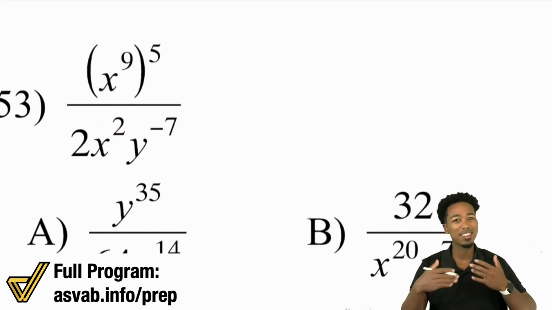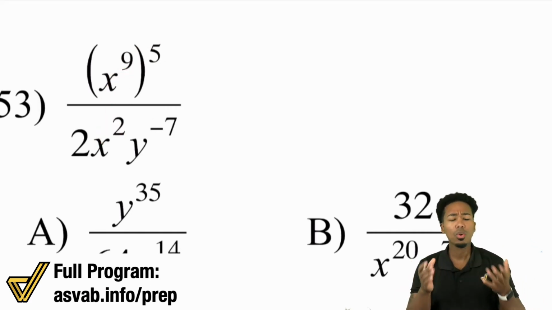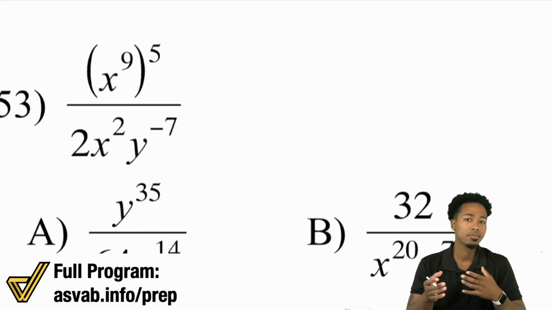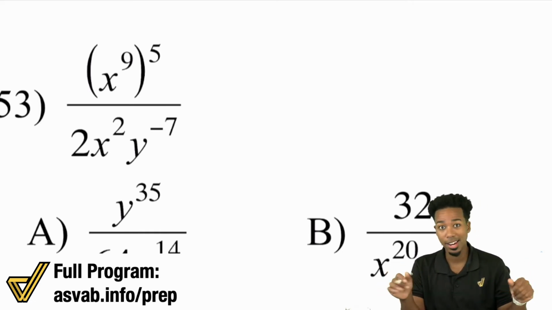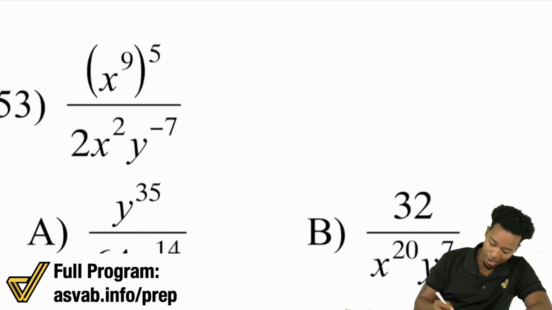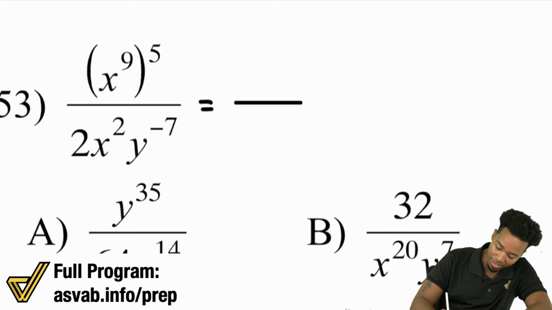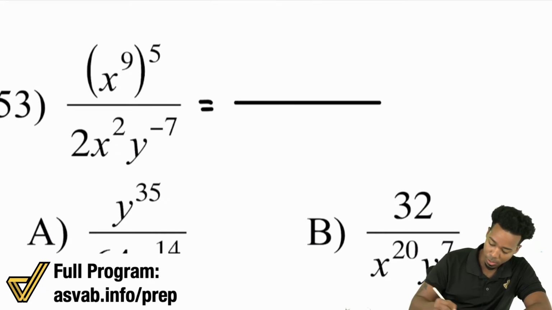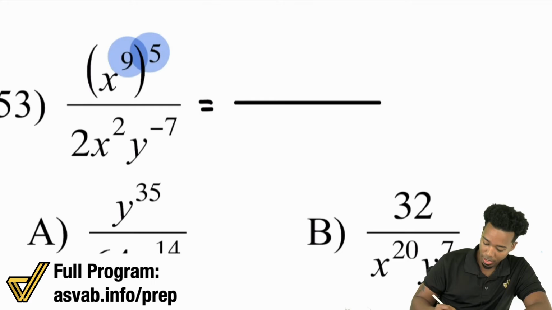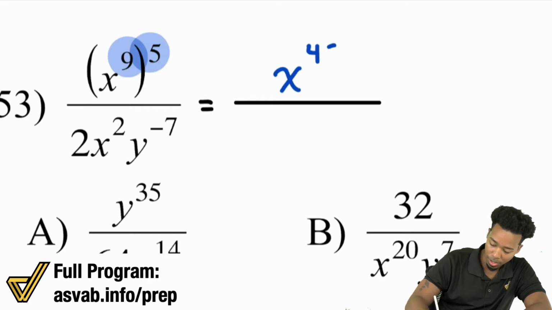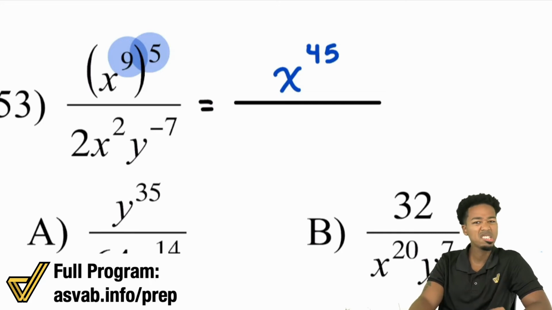And notice how I'm kind of analyzing before I do. You always want to keep a cool head because if not, you're prone to making mistakes, flat out. So here we go. Let's take care of business. First thing I'm going to take care of again, let's take care of that parentheses. So we'll have a power to a power. So we'll have x to the power of 9 times 5, and that'll be x to the power of 45. Nice and easy so far.